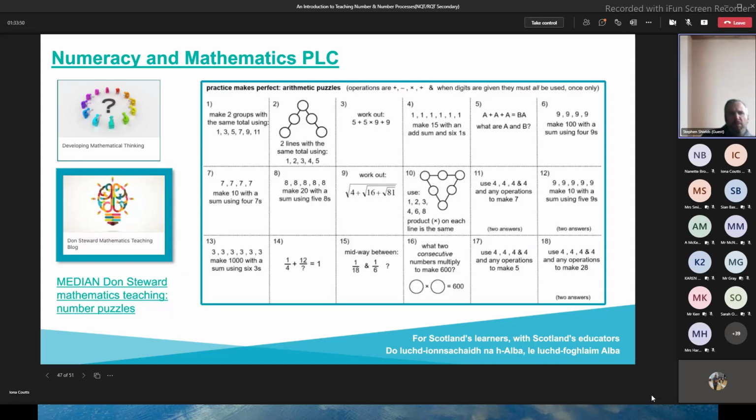The next one here is a lovely activity from Don Stewart. And again, that's just using the 4 operations. You can see all the different questions that you can challenge. You can see how you could use that with individual learners or in pairs or in small groups. So again, it's building upon what you're teaching them.